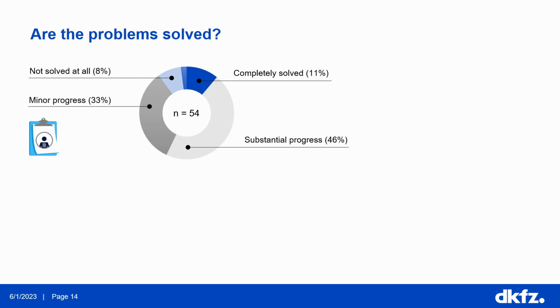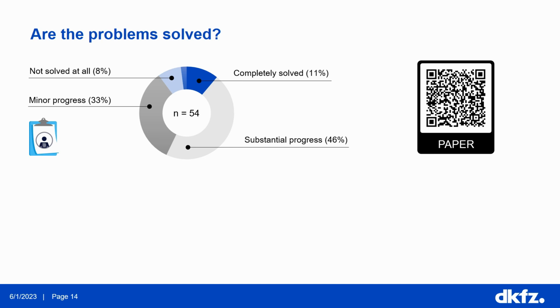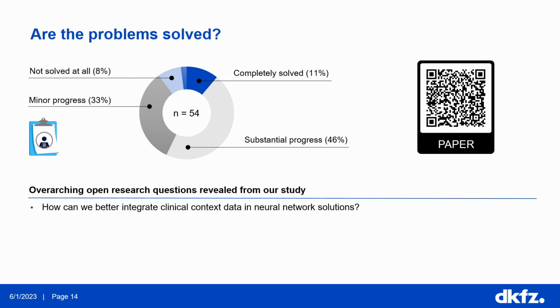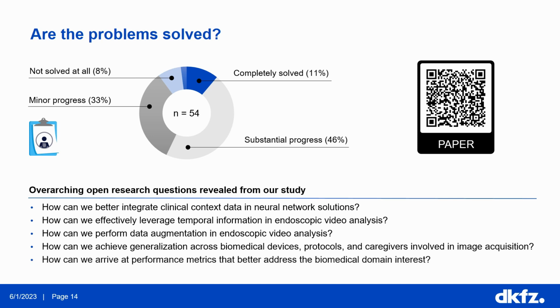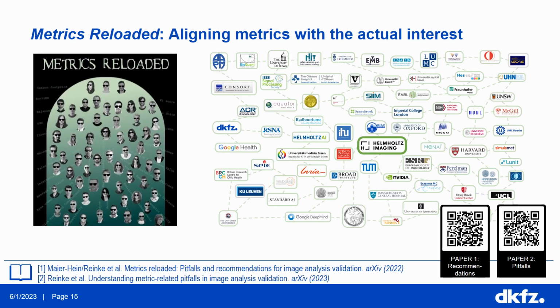Our study also unearthed a number of pressing research questions yet to be tackled in the field of biomedical image analysis. You can find a detailed overview in our paper. Maybe you would like to tackle some? The questions range from better integration of clinical context data in neural network solutions to achieving generalization across biomedical devices, protocols, and caregivers. We are sure there's something interesting in the list for you. One of the key remaining issues actually concerns the validation design. According to our analysis, standard metrics such as IoU or accuracy often do not reflect the underlying biomedical interest.